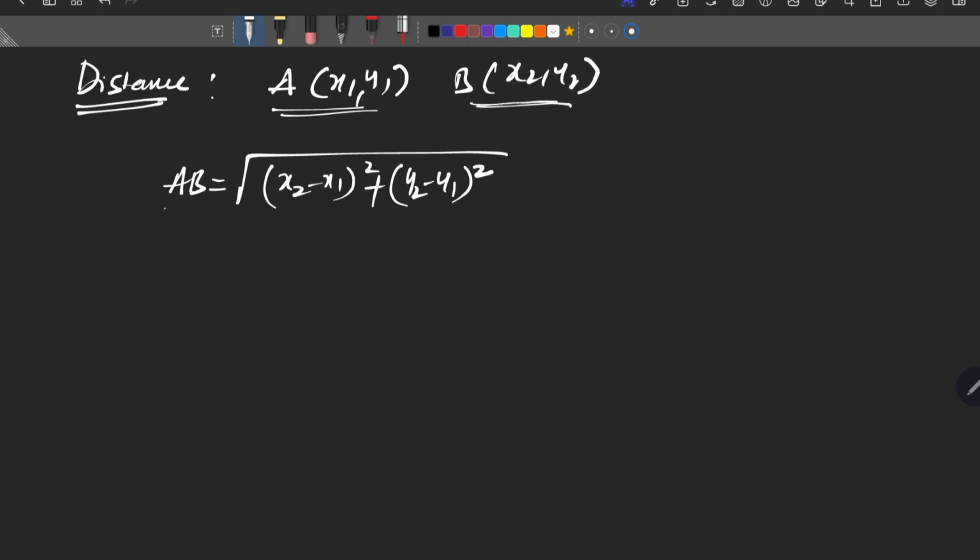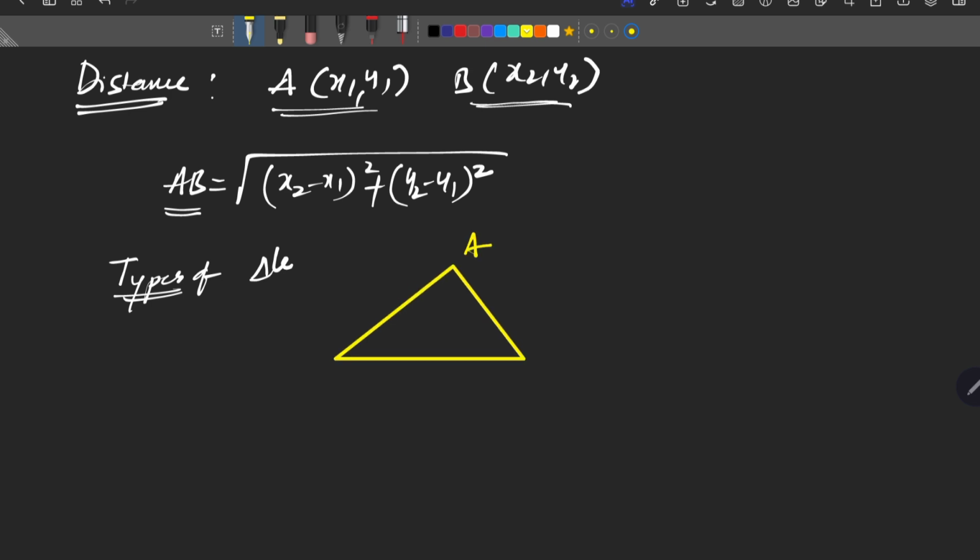So by using the distance formula, what are we going to do in this chapter? By using the distance we can find the types of triangles. So just indicating the types of triangles, how can you differentiate by using the distance formula? Let us take the triangle ABC, where the sides are AB, BC and AC.